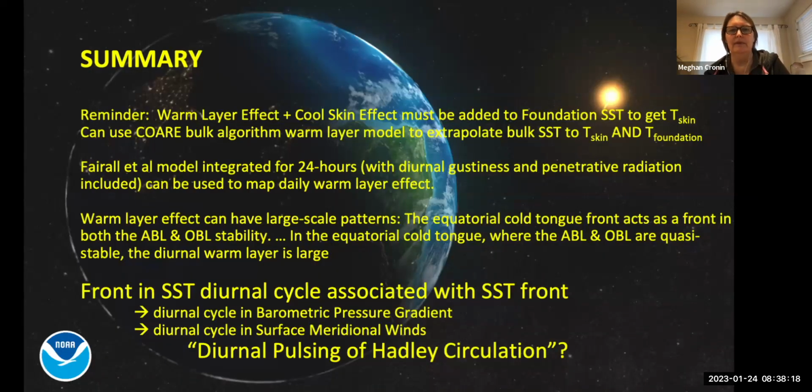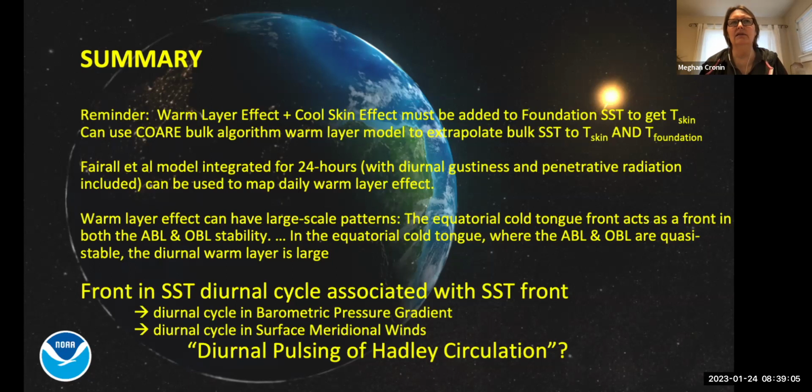So this is what I have to say here: a reminder that the warm layer effect and cool skin effect must be added to a foundation sea surface temperature to get a skin temperature. And you can use the COARE bulk algorithm warm layer model to extrapolate to the bulk sea surface temperature, to a skin temperature and to this foundation temperature, which could be awfully handy certainly for using with saildrones to try to distinguish diurnal cycles from fronts. But there's also lots of other applications that could be really handy.